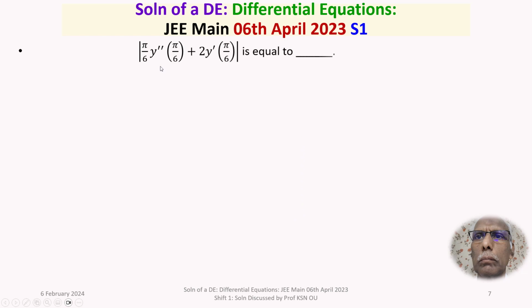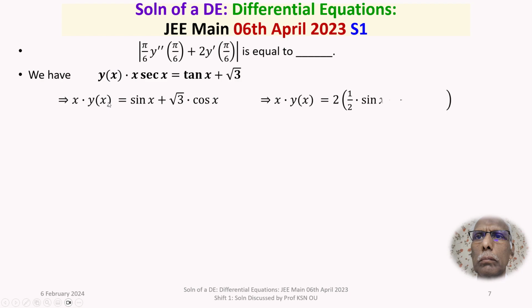Right. This is what we have to find. And we have seen in the last slide y of x multiplied by x secant x is equal to tan x plus root 3. So we multiply throughout by cos x. Then you will get x into y of x is equal to, cos x secant x is 1, tan x into cos x is sin x, plus root 3 multiplied by cos x. So you are multiplying by cos x.